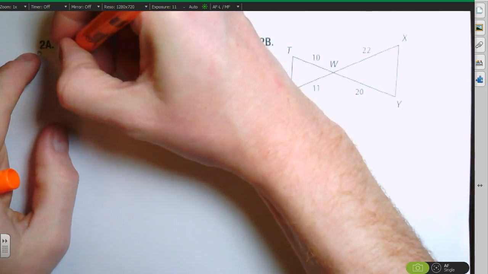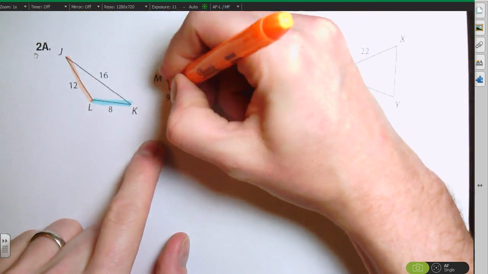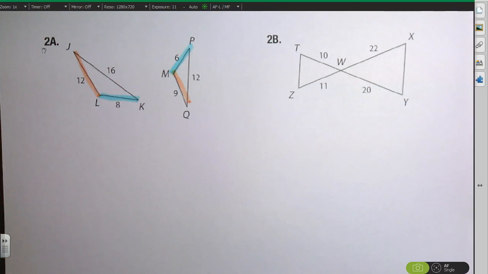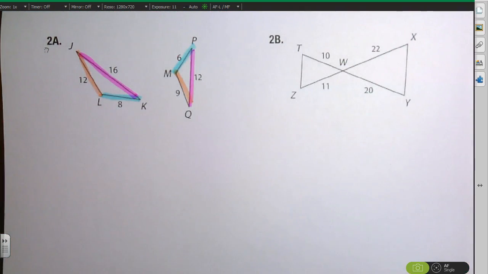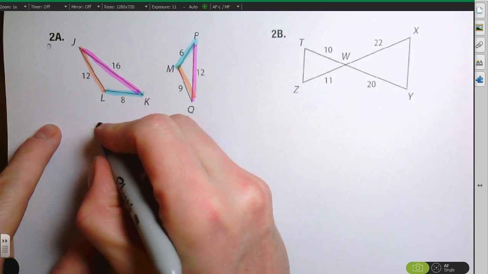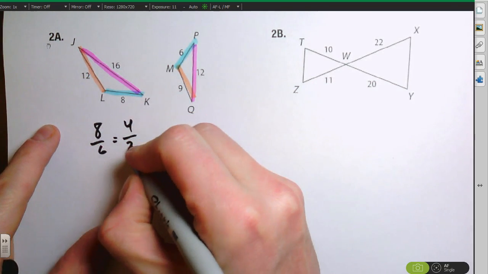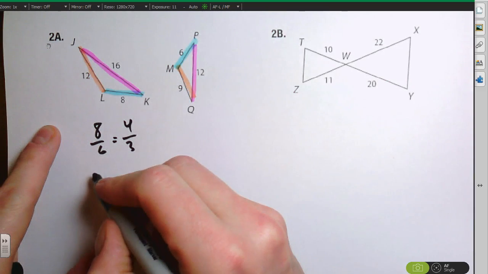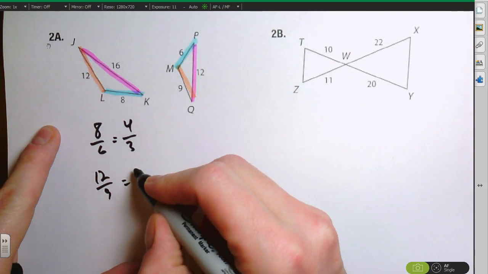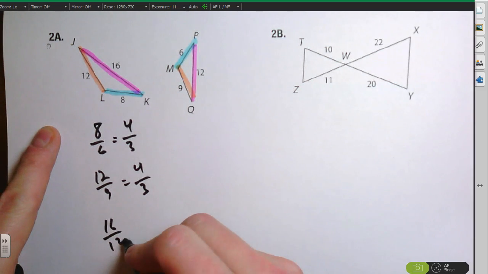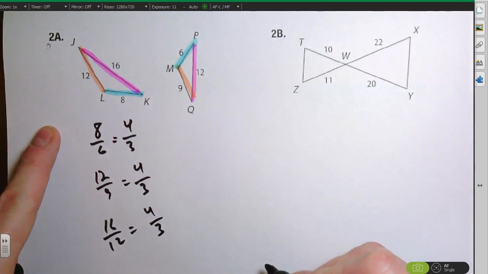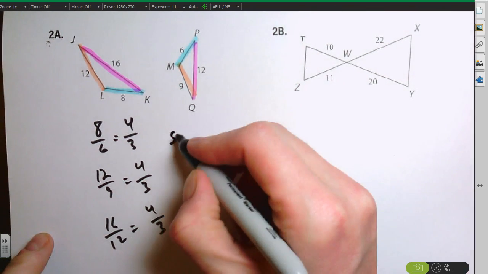Next smallest side is JL, which is 12. Next smallest side is MQ, which is 9. And then the biggest sides for both of these are the 16 and the 12. So what I'm going to look for is to see, do all three of those sides have the same proportion? If they do, similar by side, side, side. So let's see, 8 to 6. Well, that is 4 to 3. 12 to 9, divide those both by 3, that's 4 to 3. And 16 to 12 reduces to 4 to 3 as well. So yes, they are similar by side, side, side.